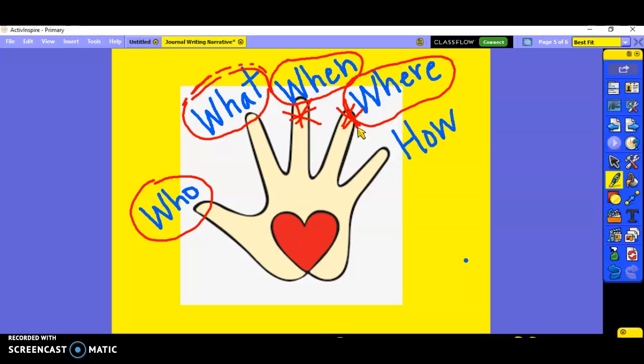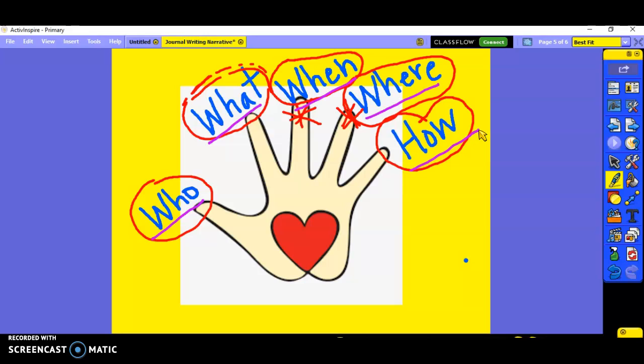And the last detail your story needs is how. How did your what happen? So as we write our stories, I want you to think about your helping hand and all the details that Miss Nakian wants you to include in your story. Let's read them one more time together. Who, what, when, where, and how.